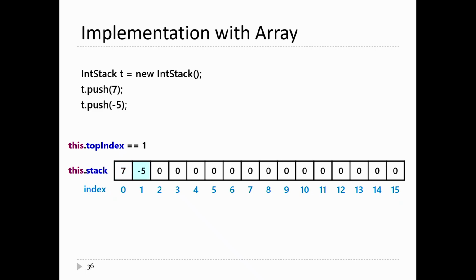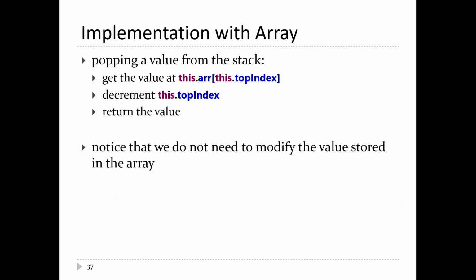If you push a -5 onto the stack, top index becomes 1, and then you set the element at index 1 of the array. What happens when you pop a value from the stack? You get the value at top index. You then decrease the value of top index, because you're going to remove that element from the stack, and you return the value.